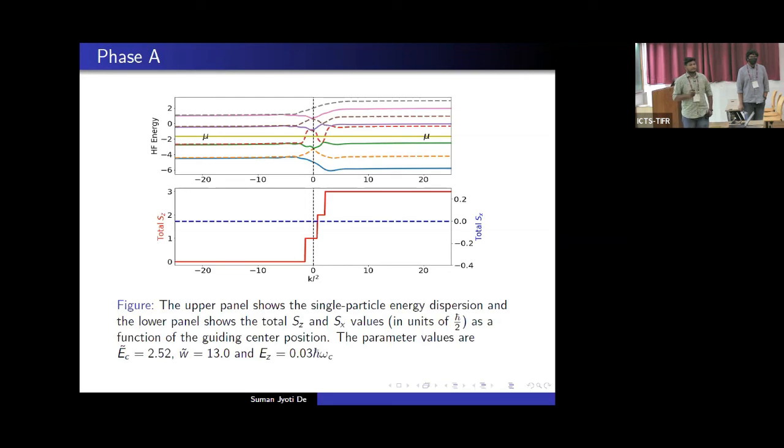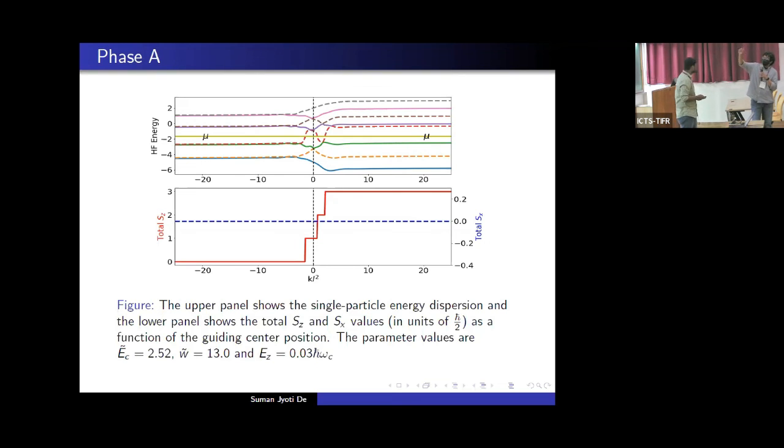Isn't it surprising that you don't get a trivial insulator in between at small W? I think on the two sides the topology is different, right? So it will not be trivial. Yeah.